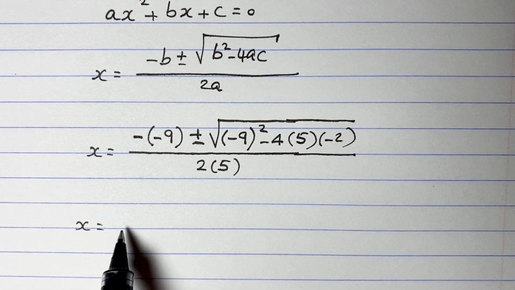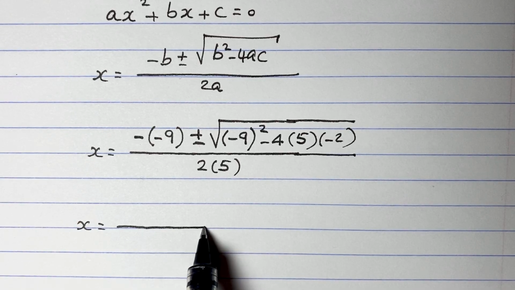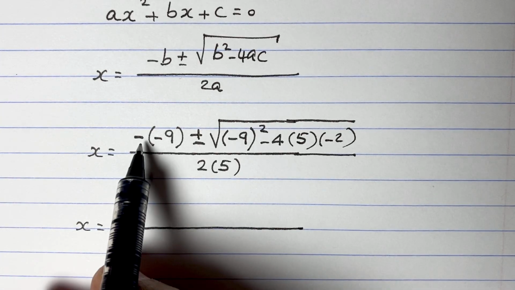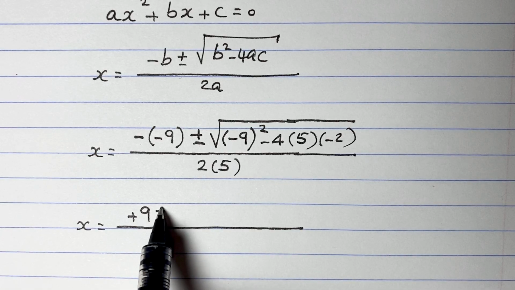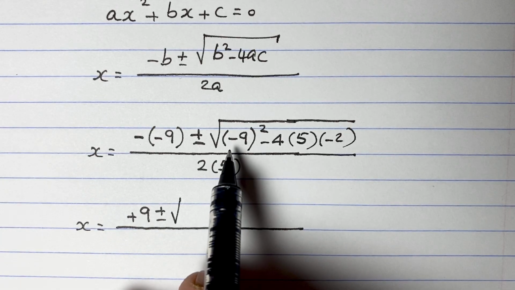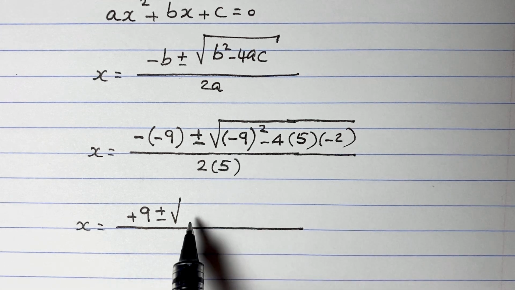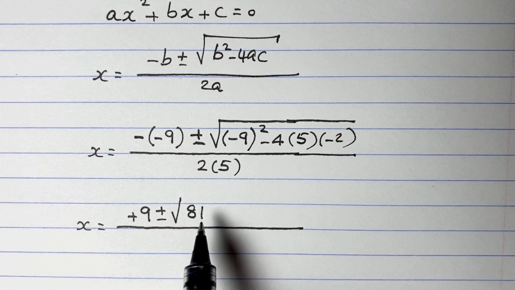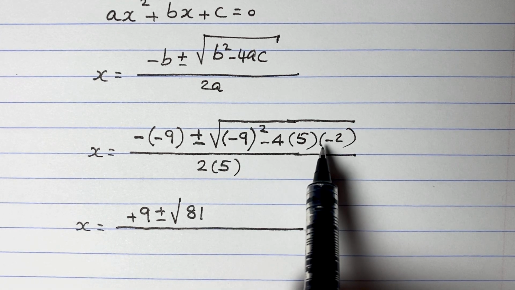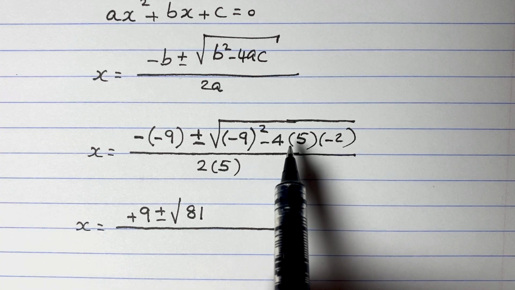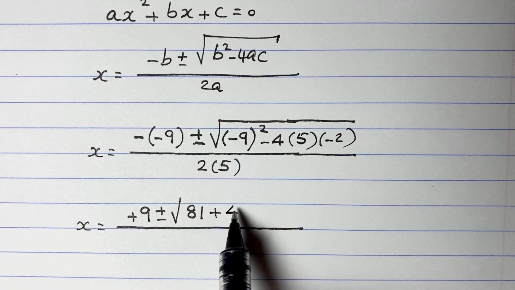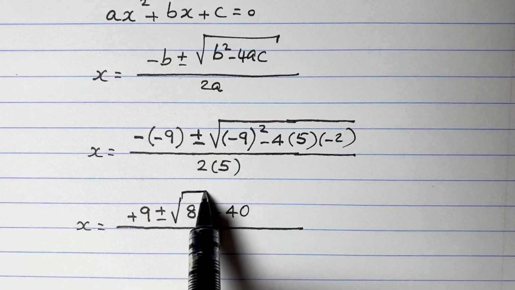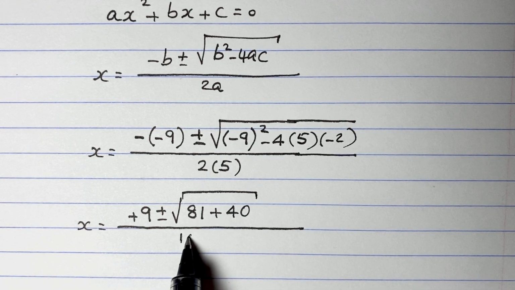Now it's just purely mental calculation. Minus times minus plus 9, plus and minus the square root of minus 9 squared. Minus 9 times minus 9 is plus 81. Here we have minus times minus plus. 4 times 5, 20. 20 times 2 is 40. So plus 40, over 10.